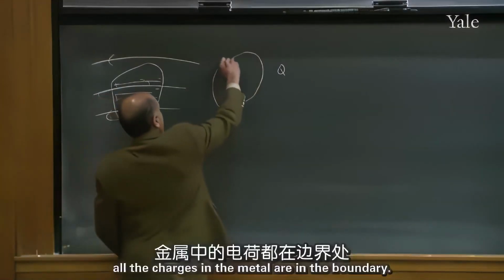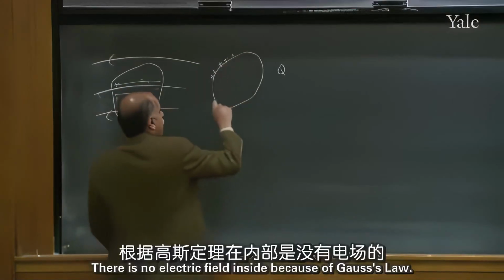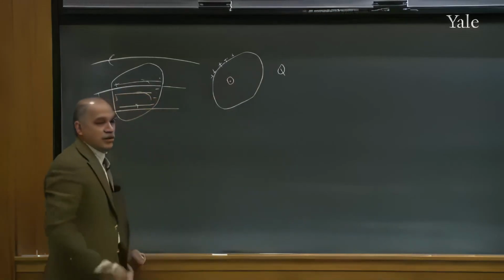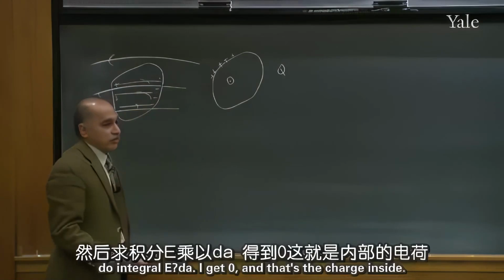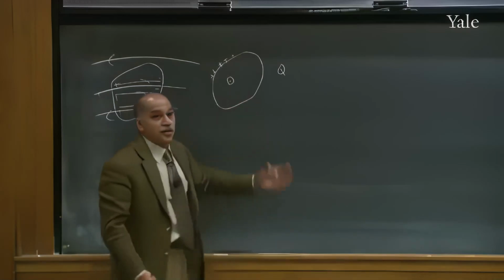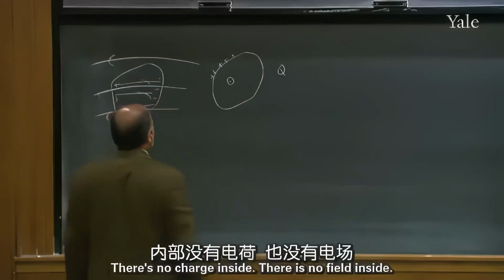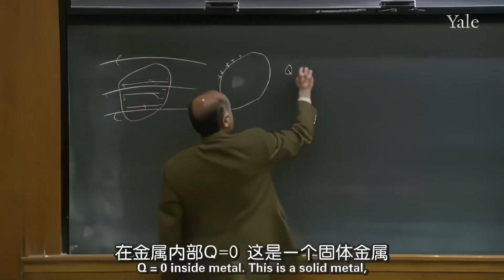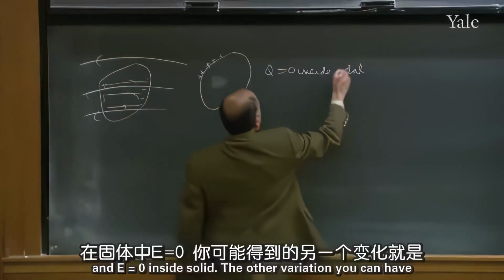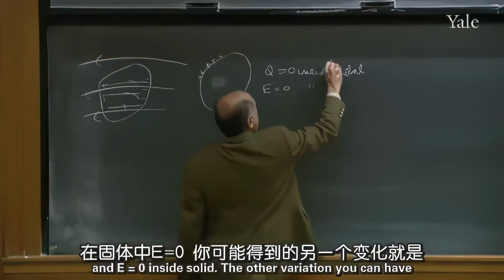So we know all the charges in a metal are at the boundary. There's no electric field inside because of Gauss's law. If I want to find the charge here, I do a tiny sphere, do the integral of E dot dA, I get 0, and that's the charge inside. And I can move this little microscope all over the inside, I keep getting 0. That's why I know there's no charge inside. There's no charge inside, there is no field inside. Q equal to 0 inside metal. This is a solid metal, and E equal to 0 inside the solid.